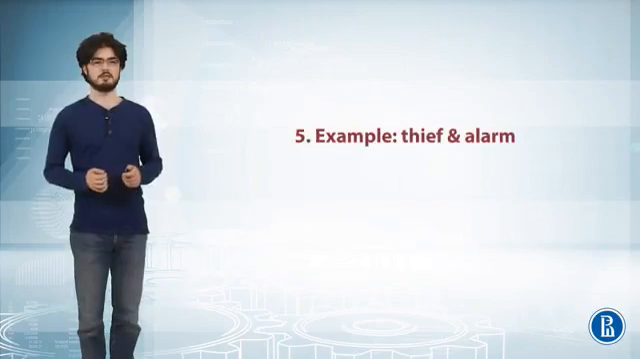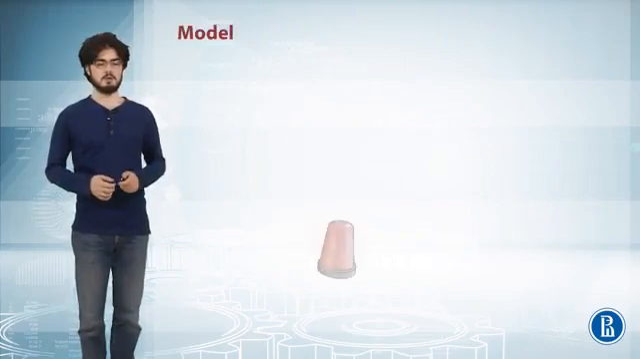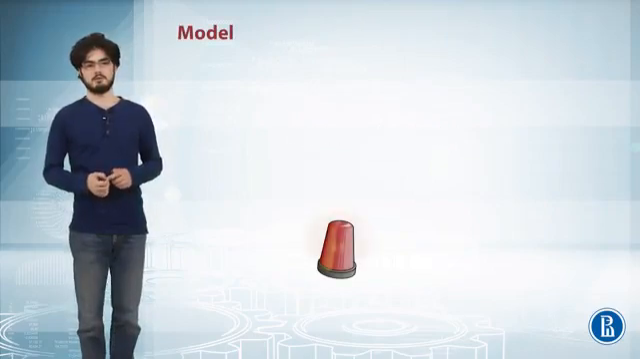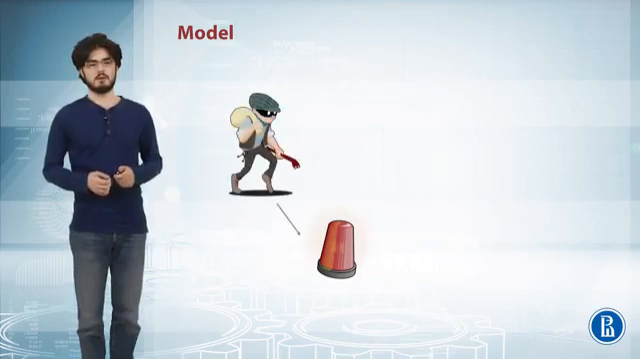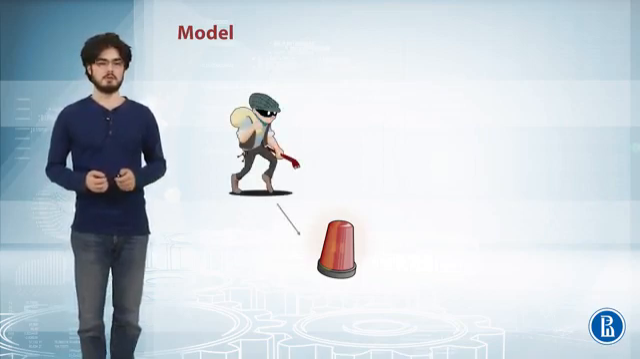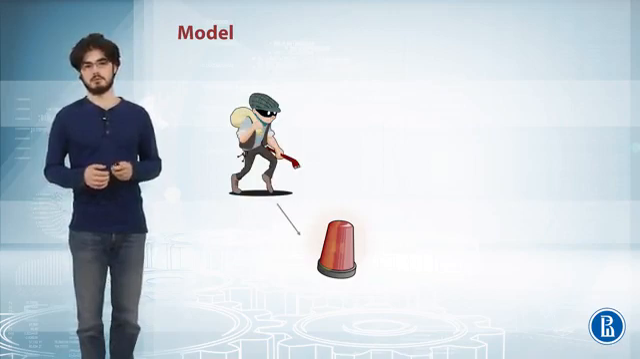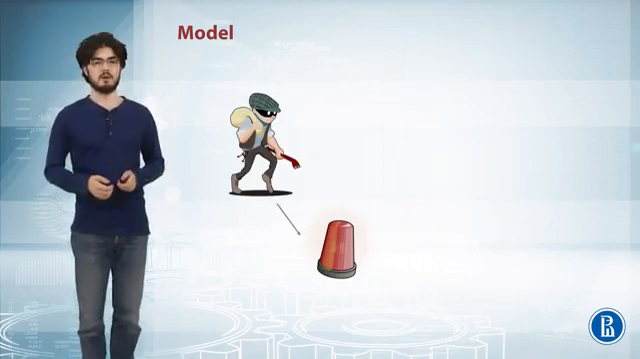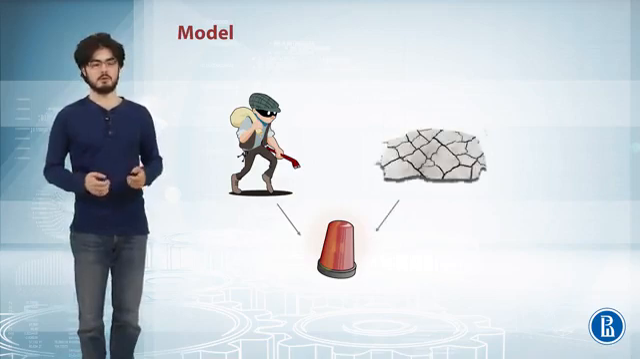Alright, now we're ready to see a real-life example. We've called it Thief and Alarm. Imagine that you buy an alarm for a house to prevent thieves from going into it. If a thief goes into the house, the alarm will go off and you'll get, for example, an SMS notification. However, the alarm may give a false alarm in case of an earthquake.